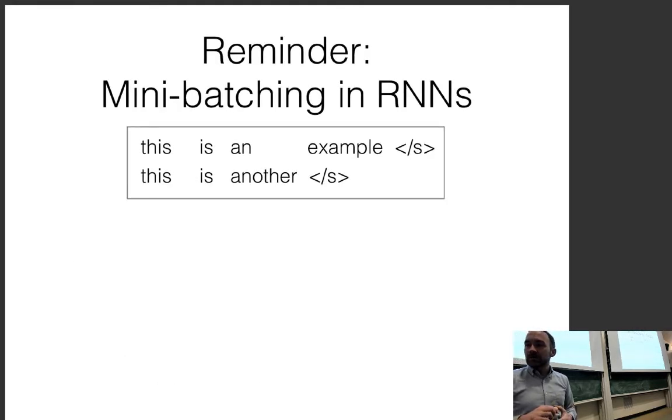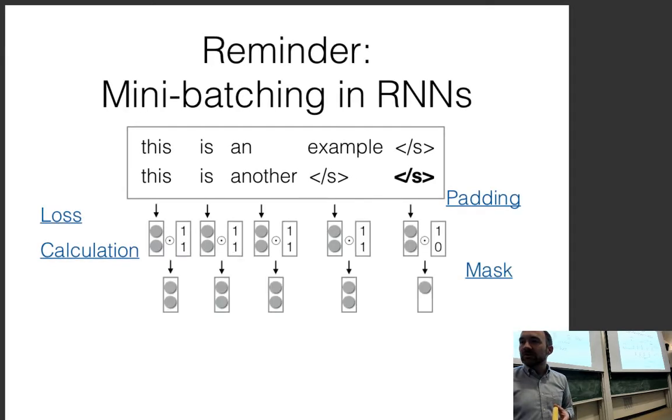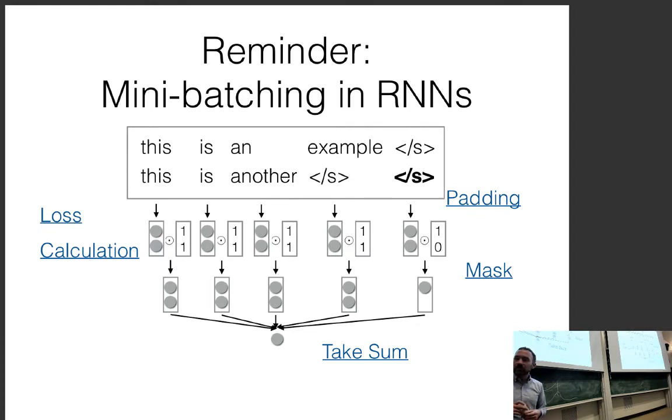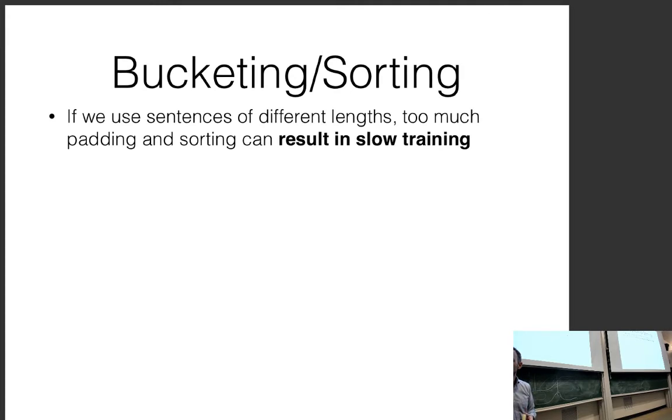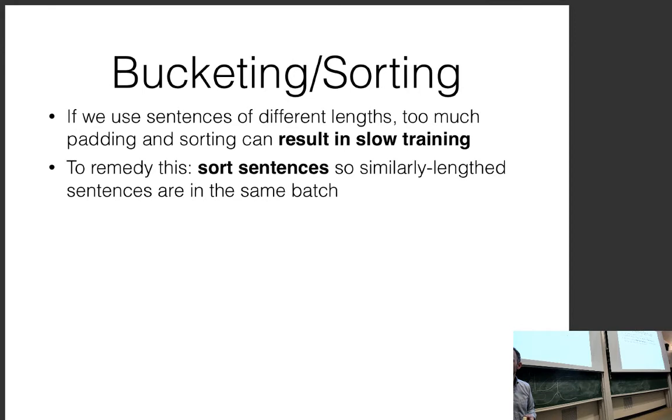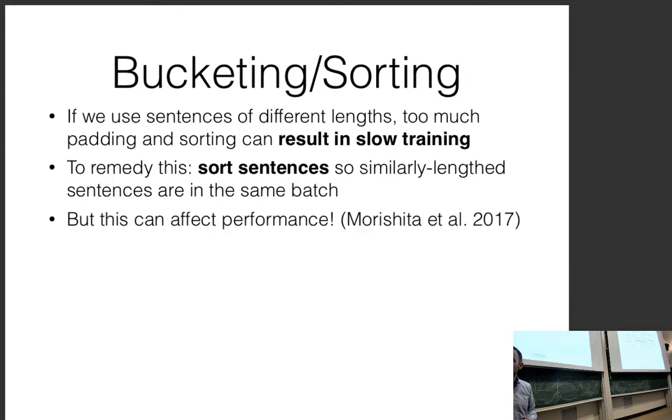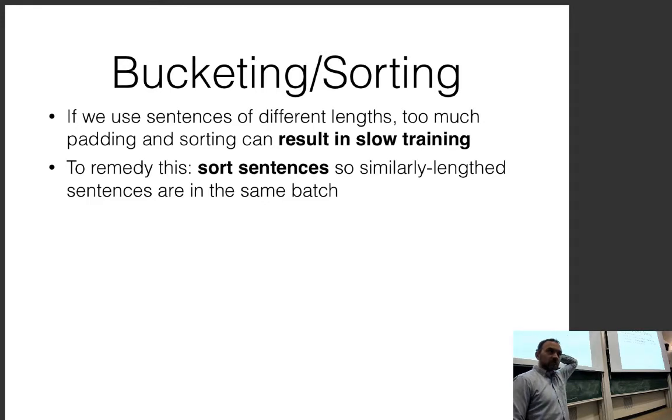The next thing I want to talk about is creating mini-batches. As a reminder, when you're mini-batching in RNNs or other sequence-based models, you have to do things like padding and masking. One thing that can cause efficiency issues is using sentences of different lengths, because padding and masking can result in slow training. To remedy this, we sort sentences so that similar-length sentences are in the same batch. For example, we would sort the source based on the length of the sentence, so that the short sentences are in the same batch and long sentences are in the same batch.